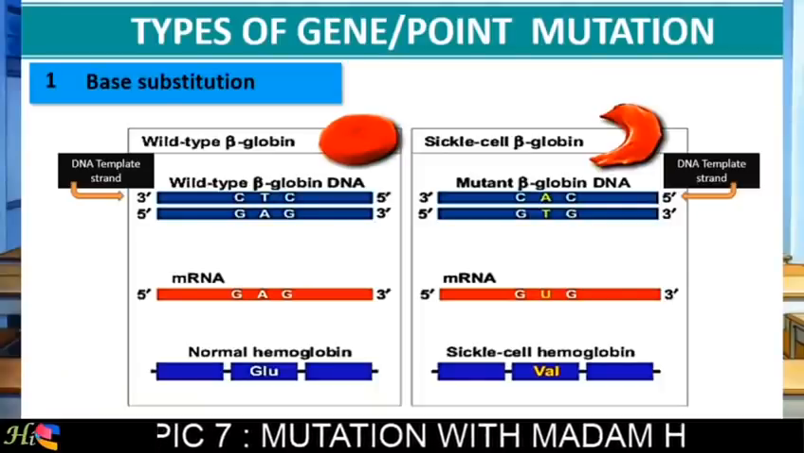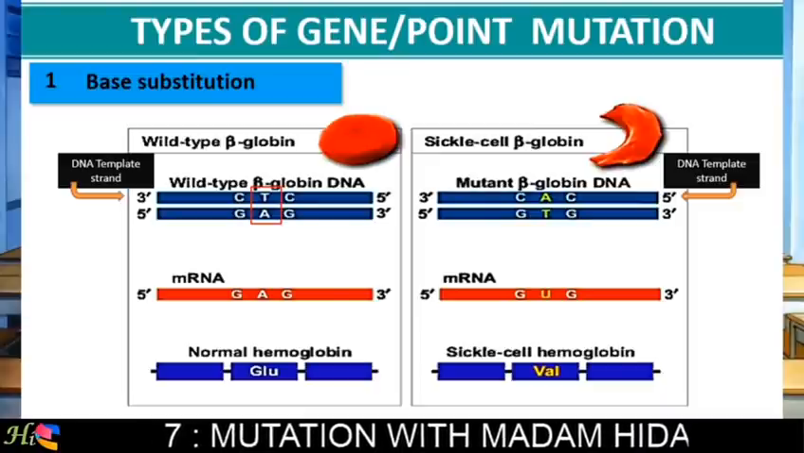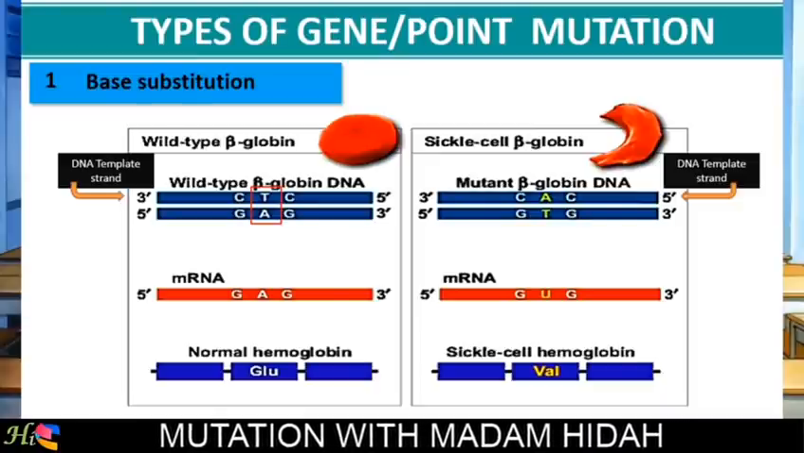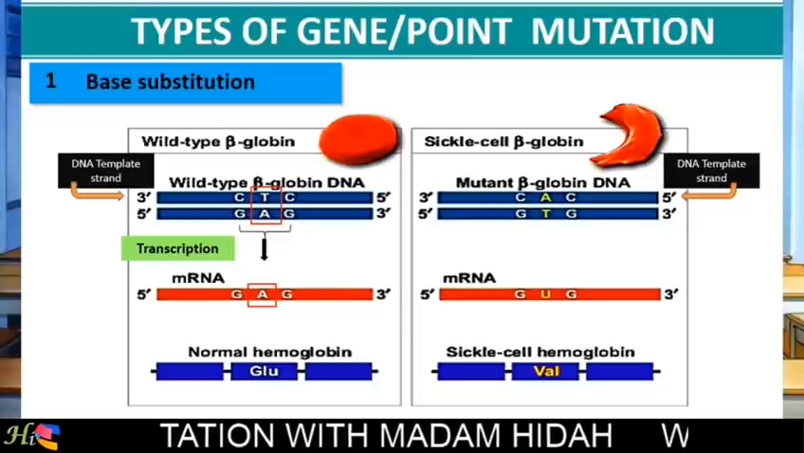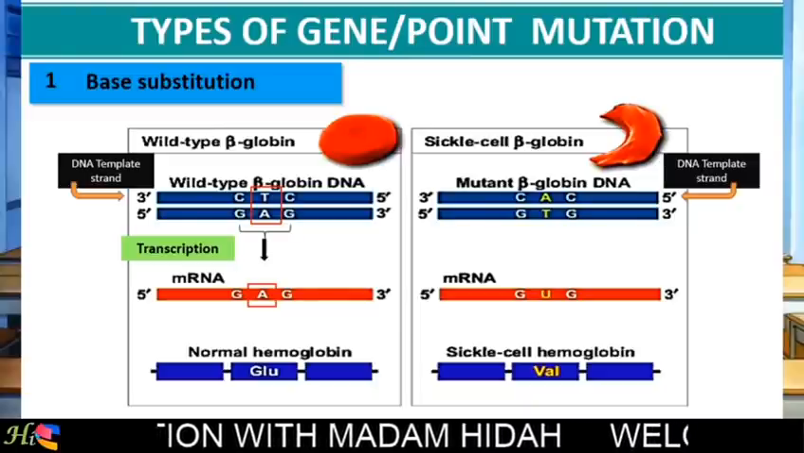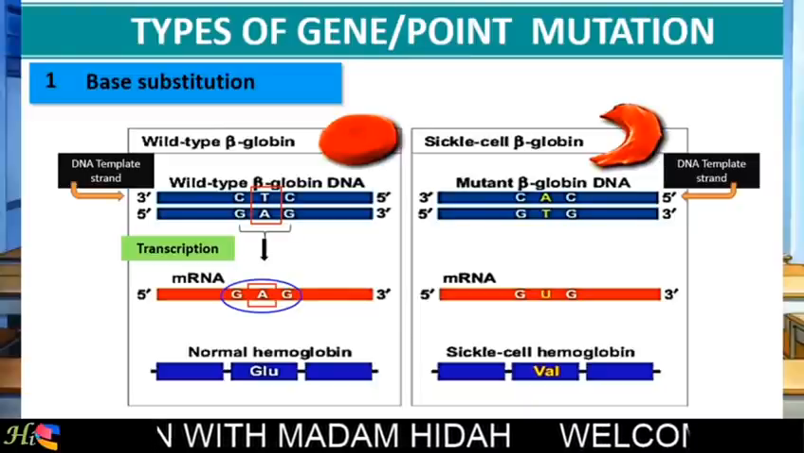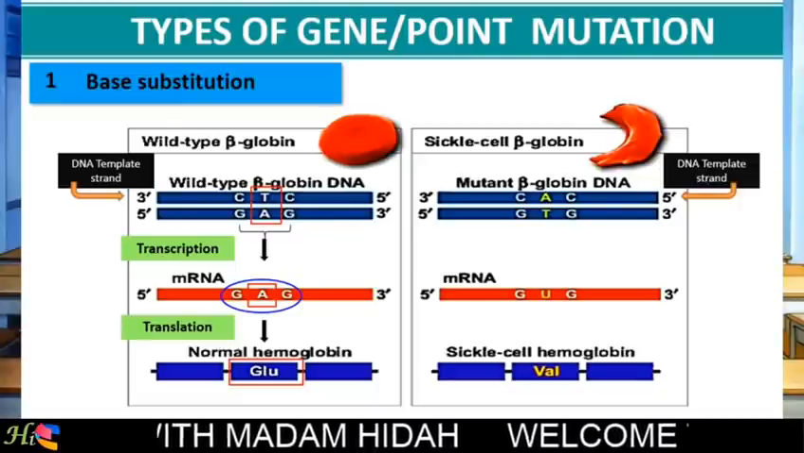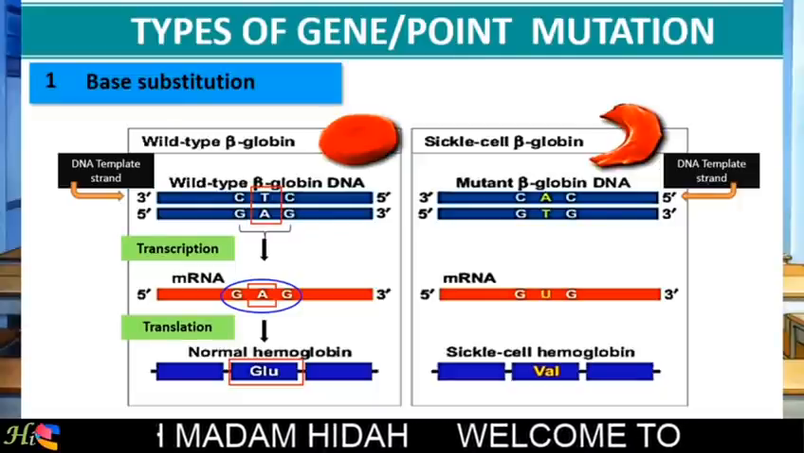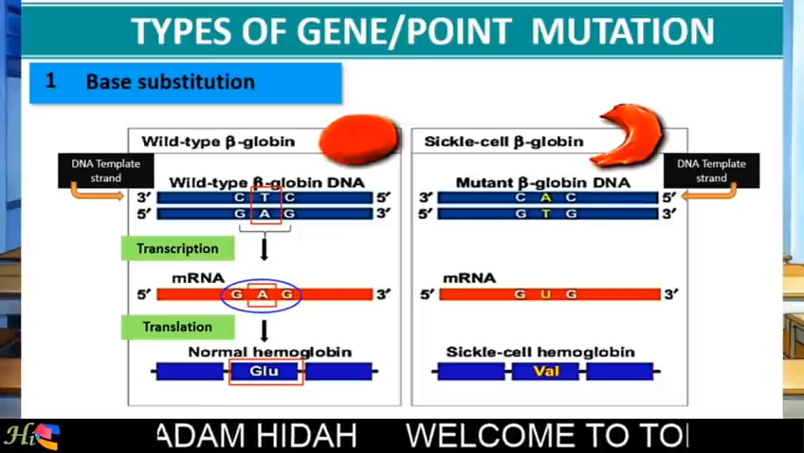For the normal red blood cell, thymine base pairs with adenine in DNA. During transcription, thymine base transcribes into adenine. Codon GAG will undergo translation and be translated into glutamic acid in the polypeptide chain of normal hemoglobin.